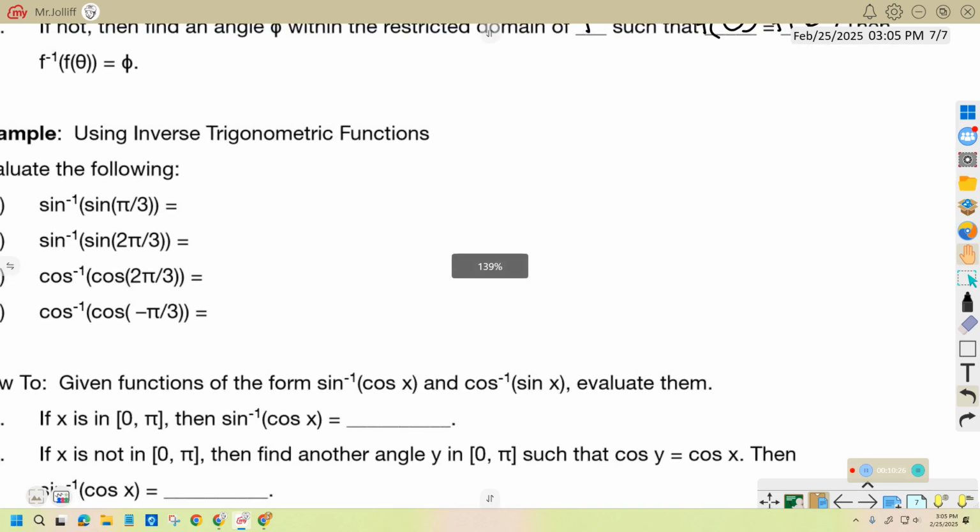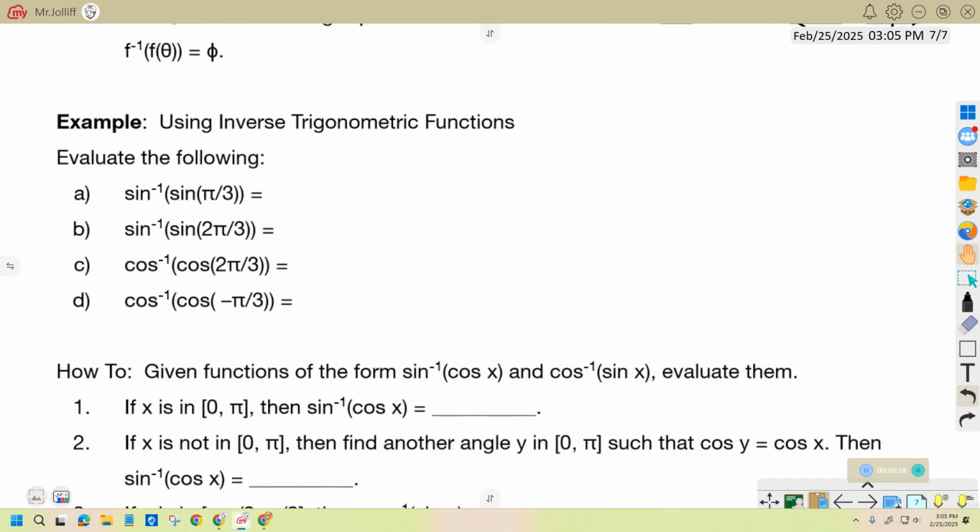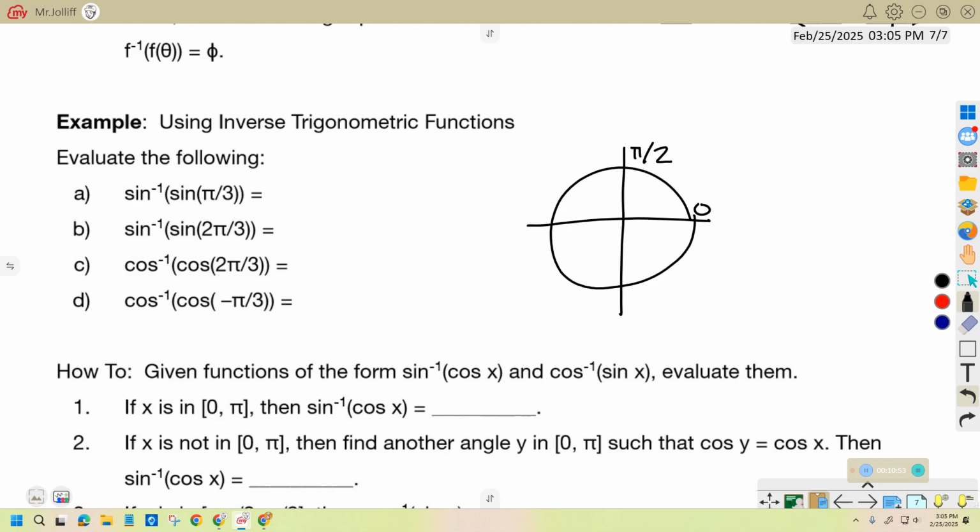Okay, so example, evaluate the following. A says sine inverse of sine of pi over 3. So first thing I'm going to do is draw a unit circle. Not pretty, it doesn't have to be. 0, this right here would be pi over 2. That's a whole pi. This is 3 pi over 2, but I know I want negative. That's negative pi over 2 coming down the other side.